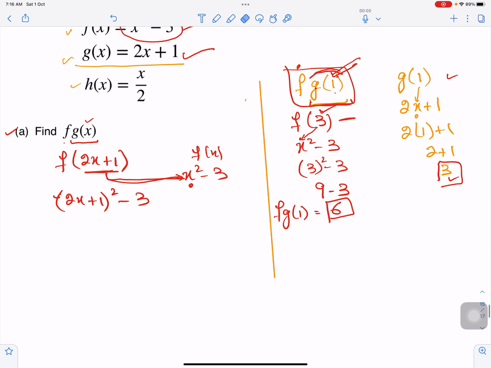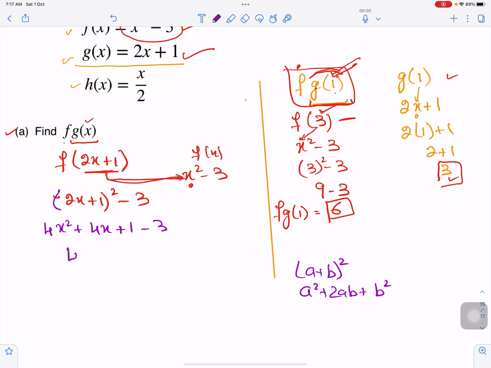Now what comes to your mind? I will expand this (2x plus 1) square by the formula of algebraic identity. Do you remember what this algebraic identity is? Let me help you recall it. If you have (a plus b) whole square, it is equal to a square plus 2ab plus b square. So same formula I will apply here. It will become 4x square plus 4x plus 1 minus 3. And then you just simplify it: 4x square plus 4x minus 2. So finally this is your f of g of x, part 1. This is the expression you have gotten here.